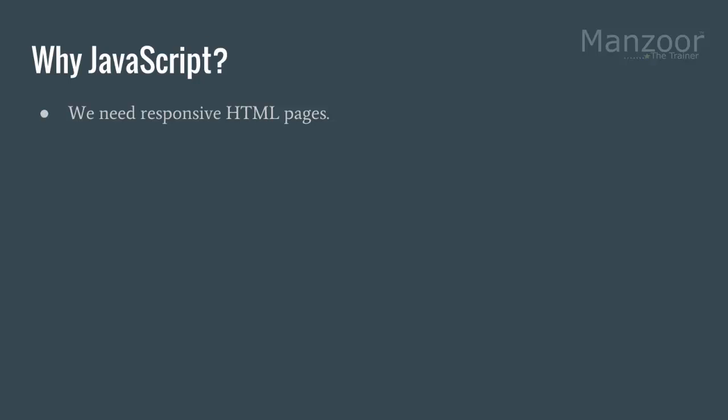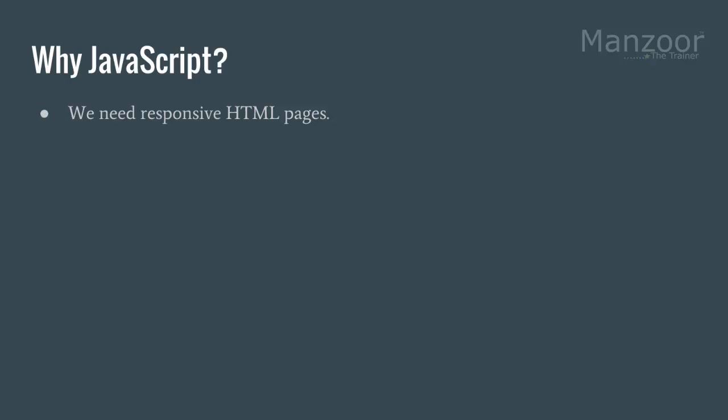We have been learning HTML, and we have seen how to create HTML pages in our HTML course. Those were static pages. We have some data which is static, and I cannot interact with my HTML pages. Say, for example, on my page I have a button, and whenever I click the button I want something to happen. That is nothing but responsive. So how do I achieve that? I achieve that with the help of JavaScript.